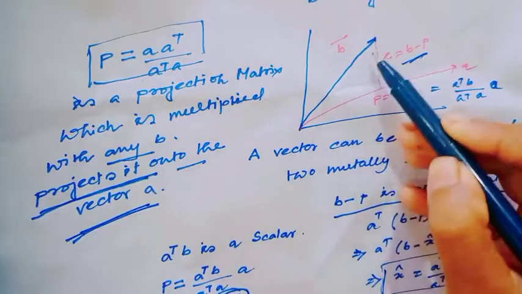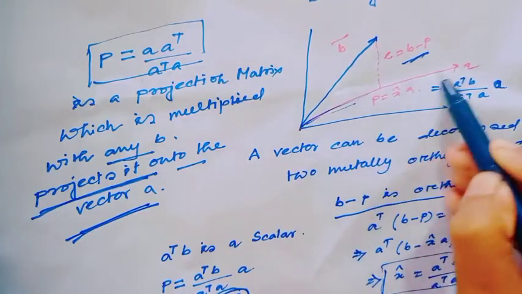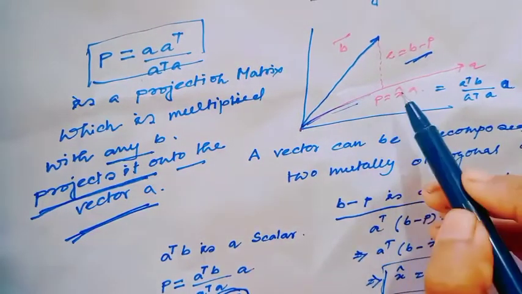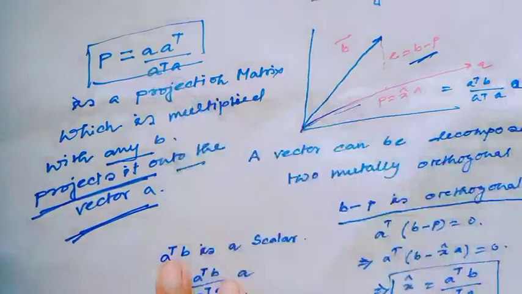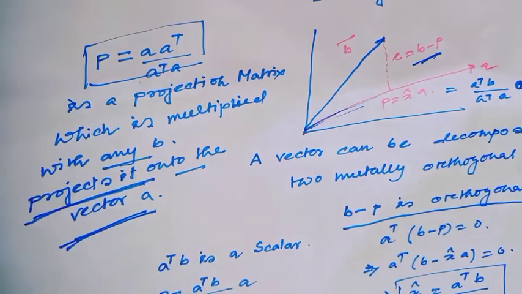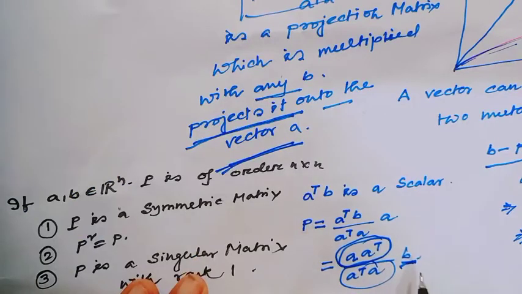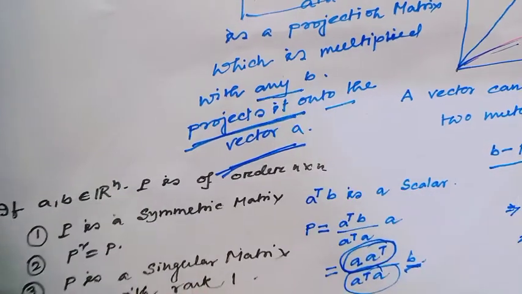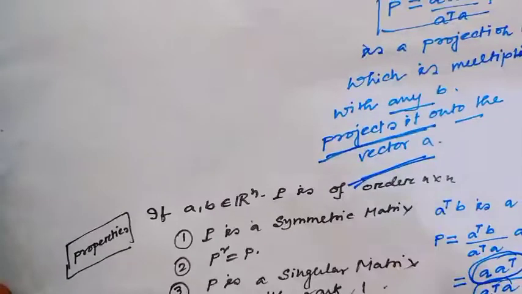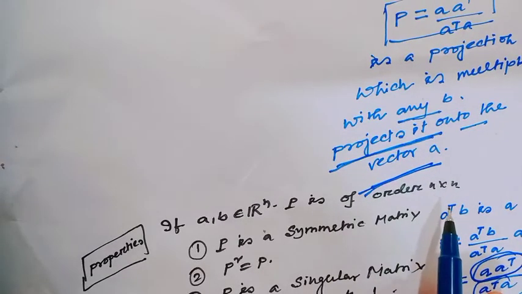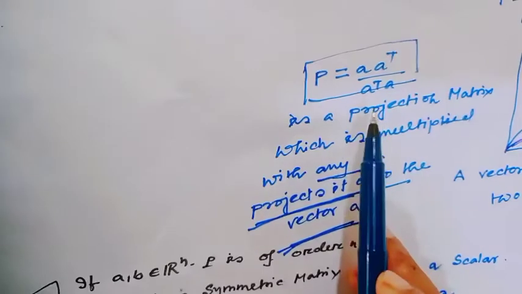Notice the B vector projects on this line. Are you getting the picture? And this is the projection matrix. I hope all my viewers have understood what the projection matrix is. If A and B belong to Rn, then obviously P is an n cross n matrix.